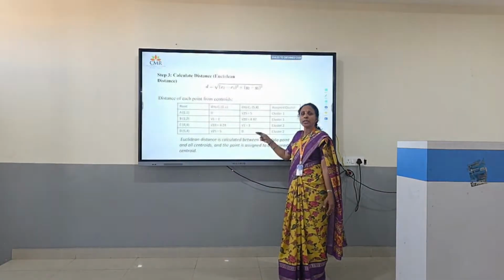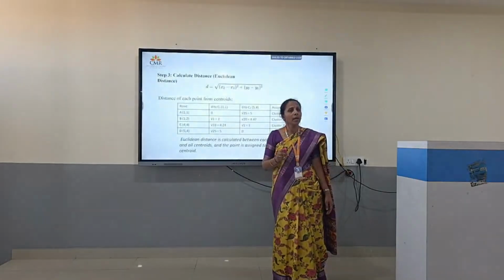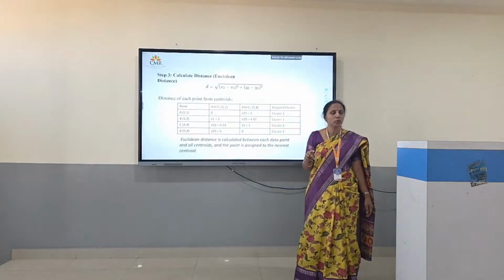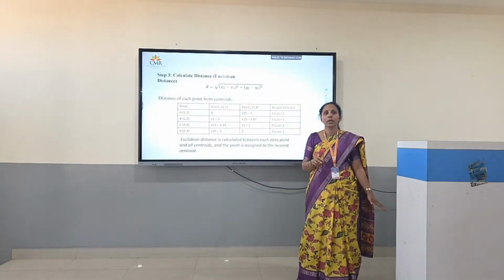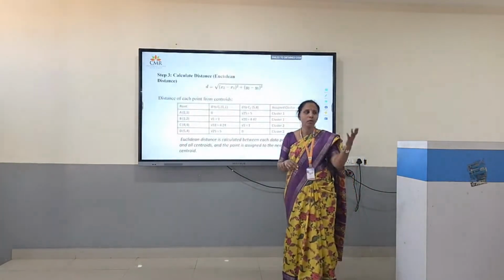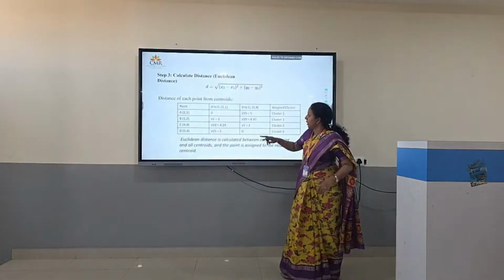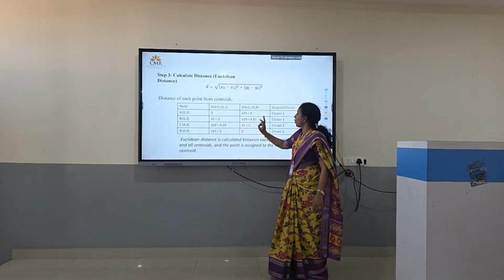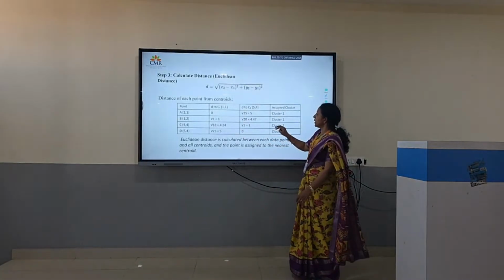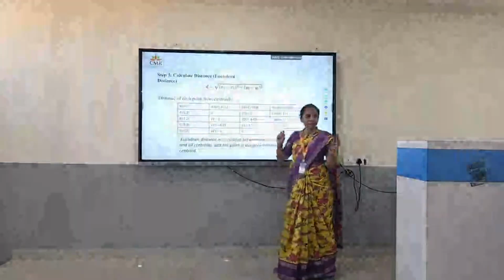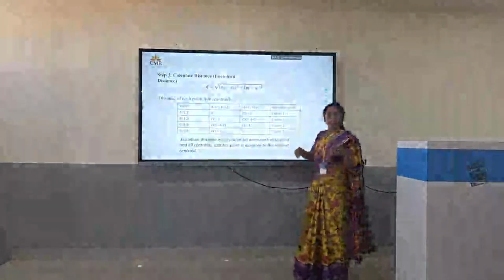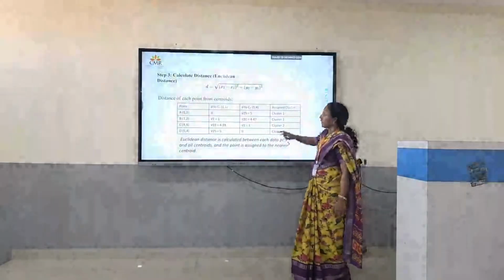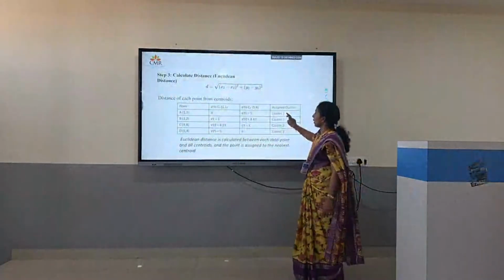Is that clear? What is the formula of Euclidean distance? Under root of x2 minus x1 whole square plus y2 minus y1 whole square. Either you can use Euclidean distance or you can go for Manhattan distance. So here we got values 0, 5, 1, 4.47. Out of these, the minimum distance is chosen. So already by default in the previous step, A is in cluster 1.